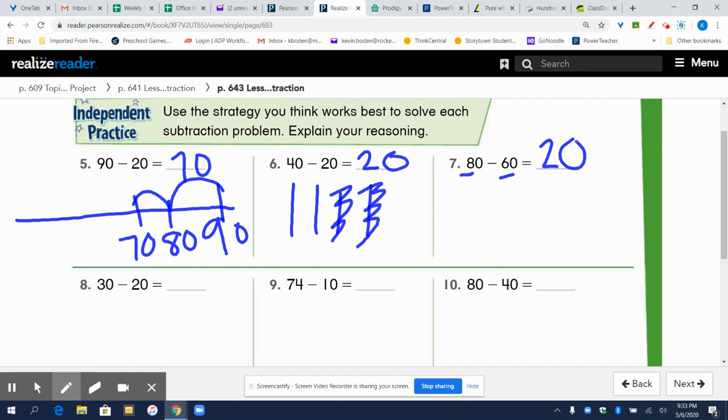which means I used mental math for that one because I'm pretty good at mental math and using my fingers if I need to use them as counters. You try doing number 8, 9, and 10 all by yourself.